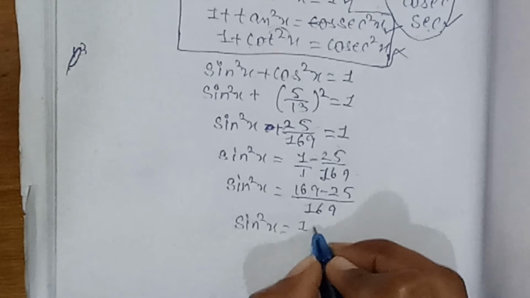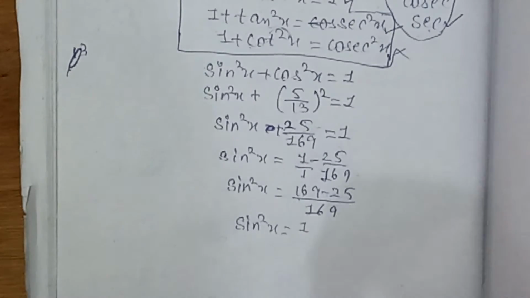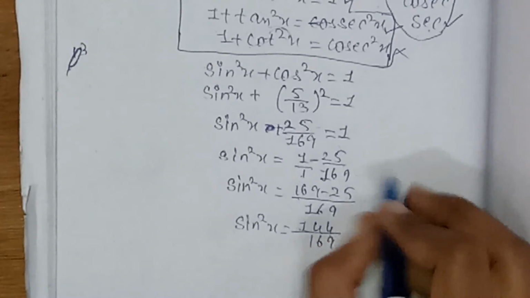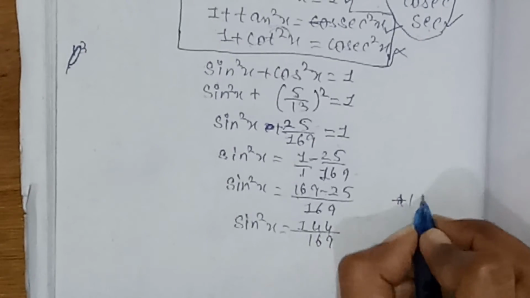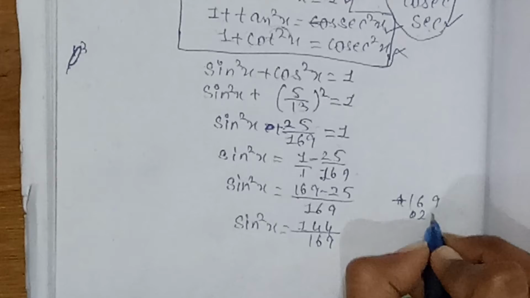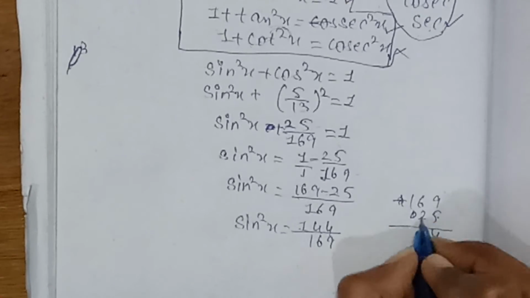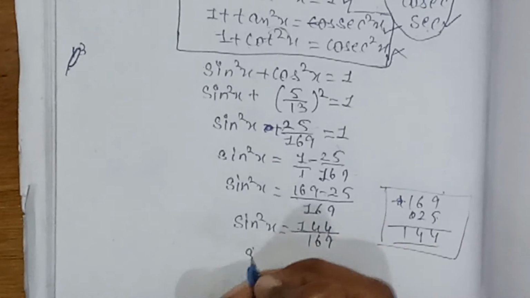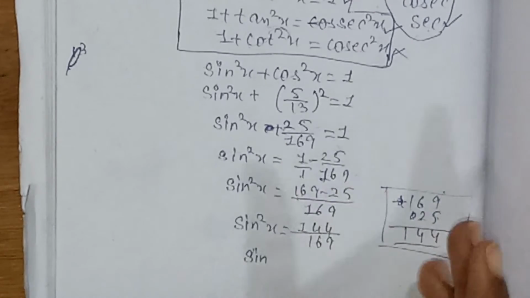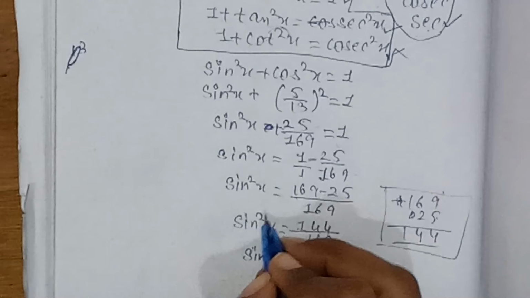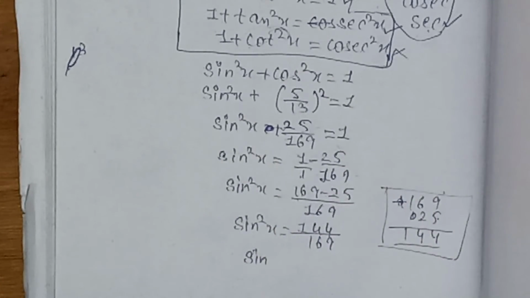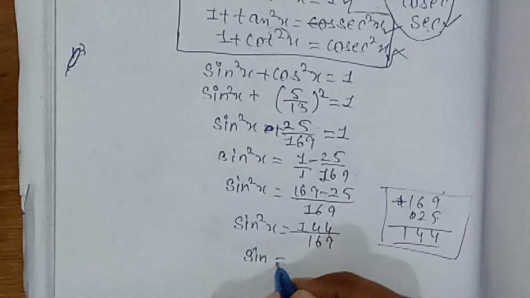That is 144 by 169. Why? Because see, 169 minus 25: 9 minus 5 is 4, 6 minus 2 is 4, and 1. That's why 144. We just need the value of sine, so we don't need the square. When there is a square on the left hand side, when it goes to the right hand side, it becomes a square root.